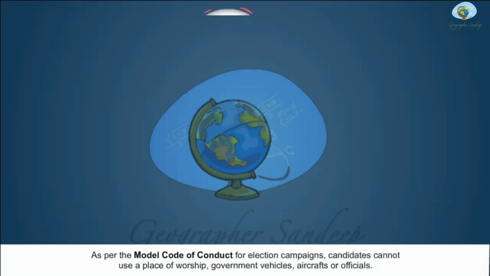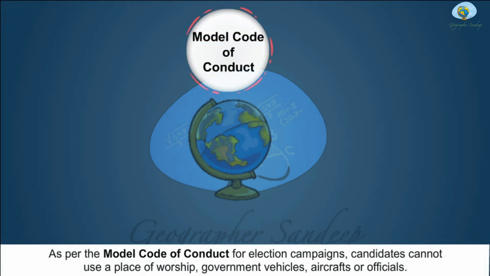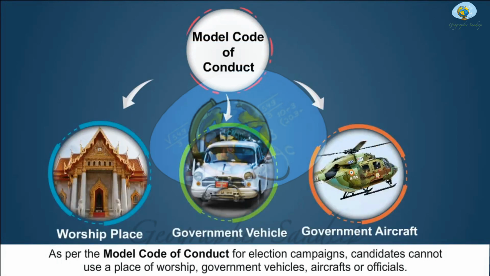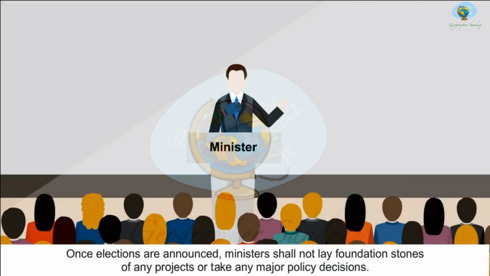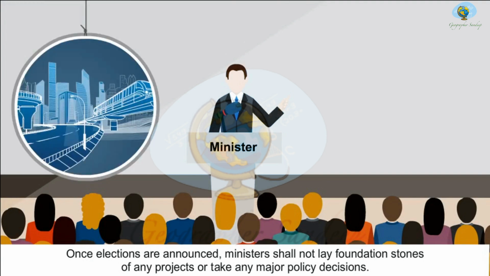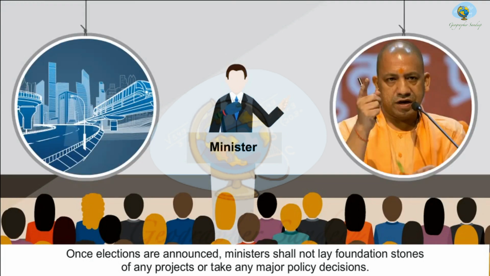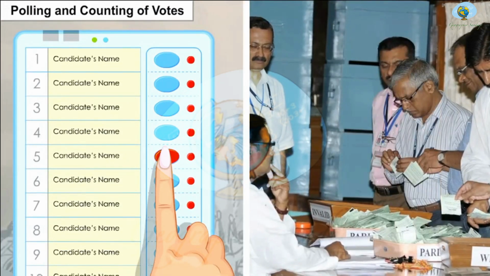As per the Model Code of Conduct for election campaigns, candidates cannot use a place of worship, government vehicles, aircrafts or officials. Once elections are announced, ministers shall not lay foundation stones of any projects or take any major policy decisions.